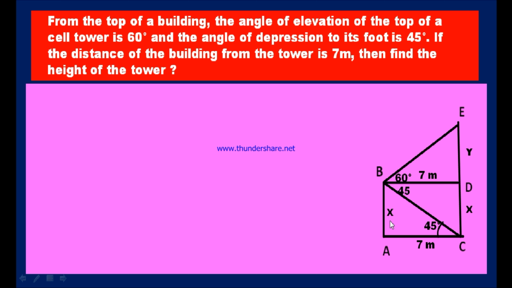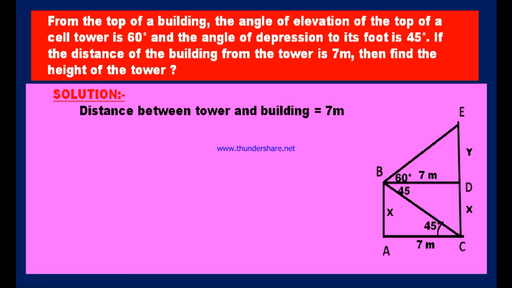And the height of AB is x, therefore height of CD is also x. Now let us assume that DE is equal to y. Then we have to find the height of the cell tower CE. CE is nothing but the sum of x and y. Therefore let us find x value and y value separately, and we may add up in order to get the height of the cell tower.